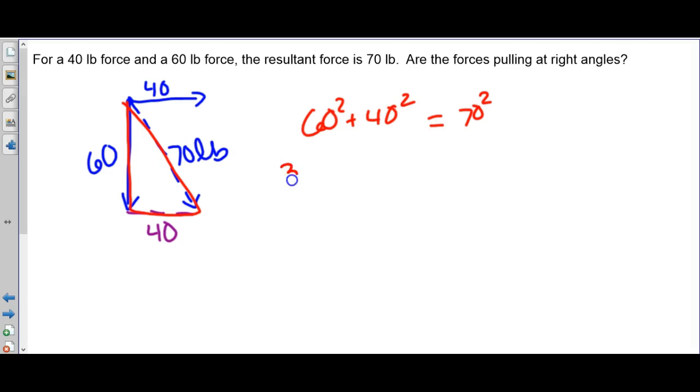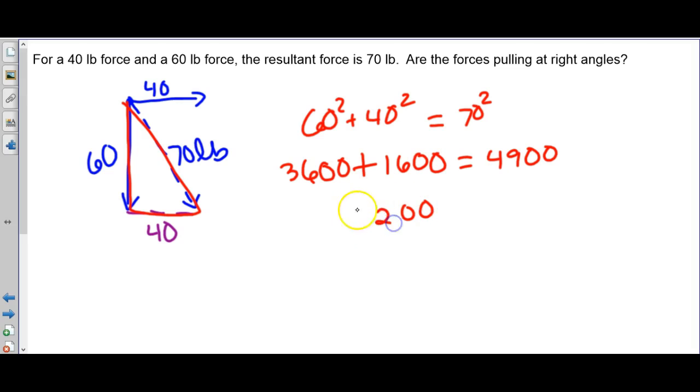60 squared is 3600, 40 squared is 1600, and 70 squared is 4900. Then we add these two together. 5200 does not equal 4900. A right triangle is not formed. So no, because they are not pulling at right angles.